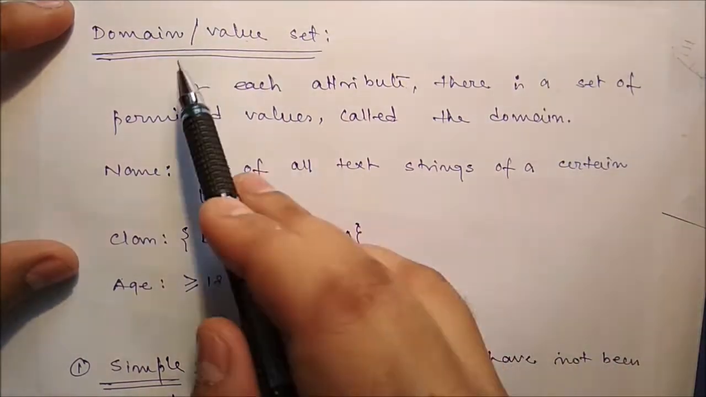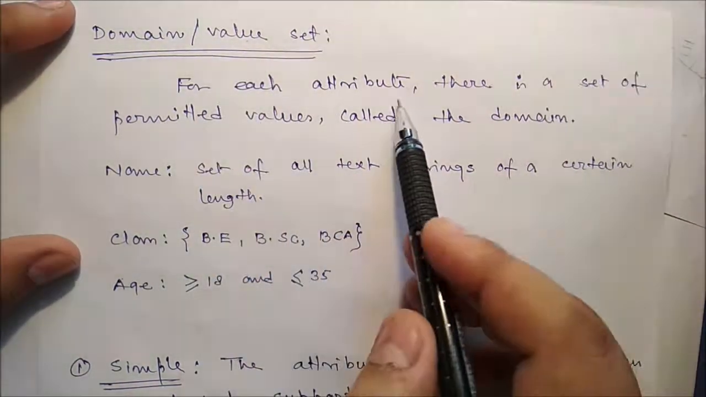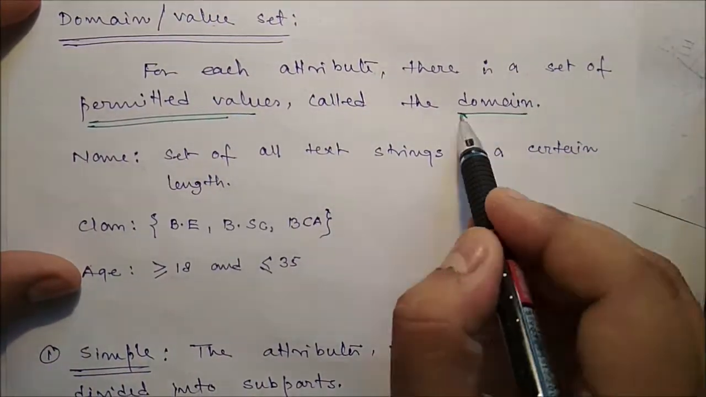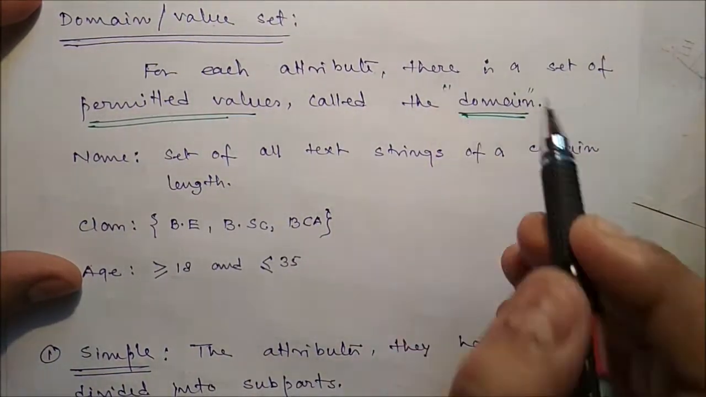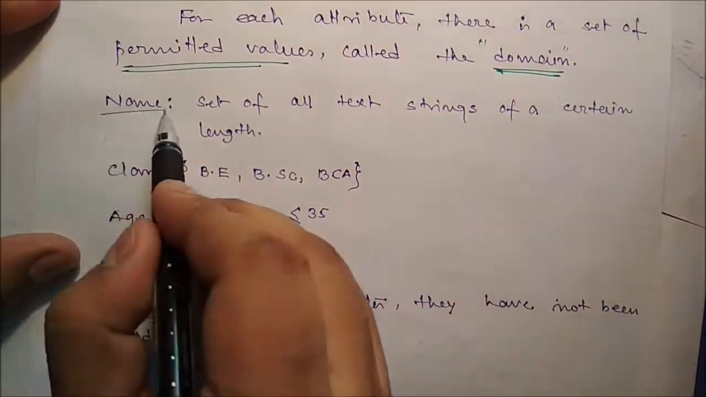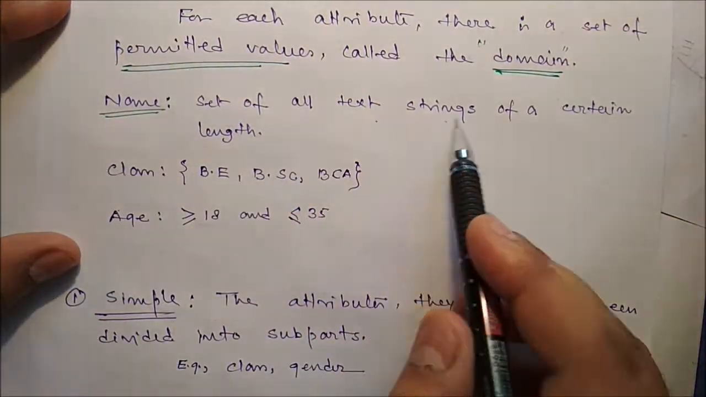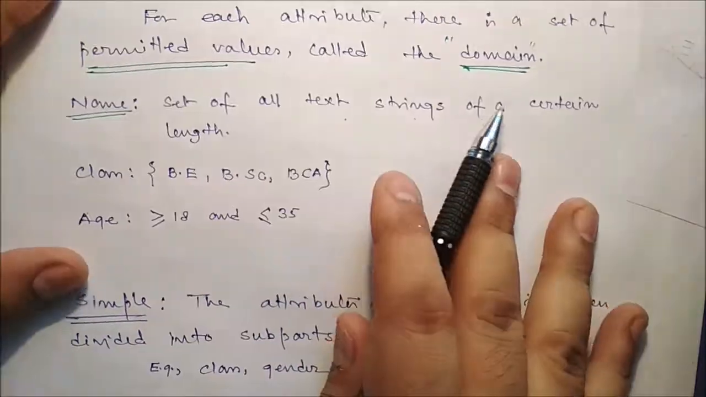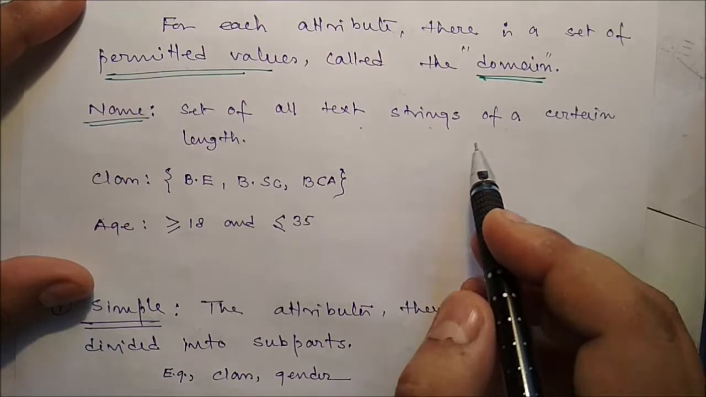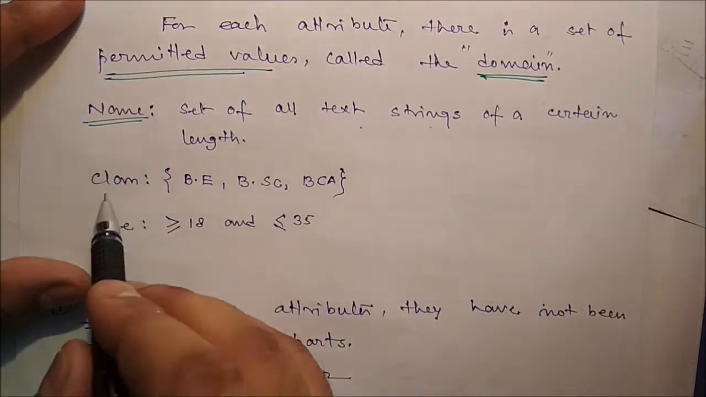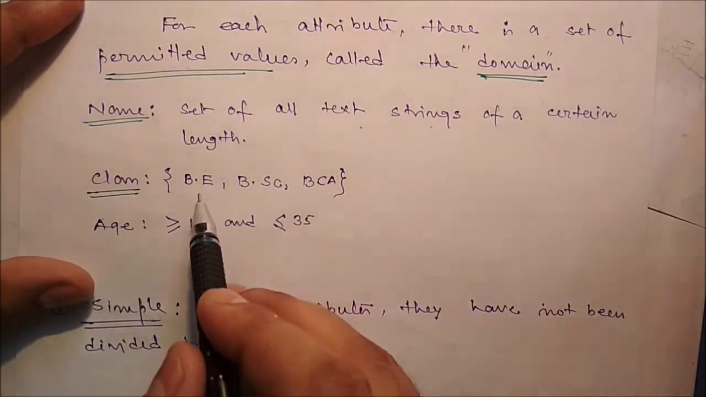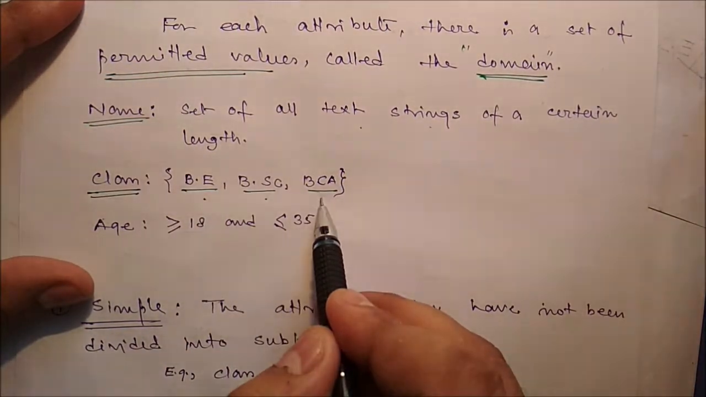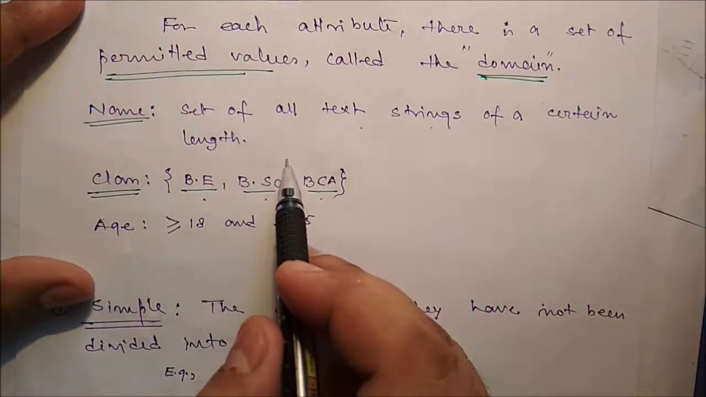Next concept is domain or value set. For each attribute there is a set of permitted values. These are called the domain. For example, name: the set of all text strings of a certain length. So you have to assign the maximum length of the student name. Now classes: maybe we have to select the class from these three options only, say BE, BSc and BCA. So that means we set the domain.